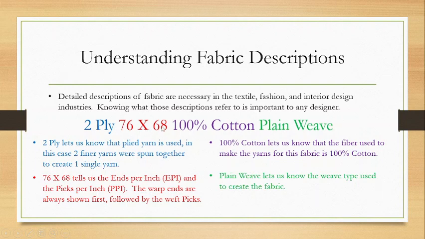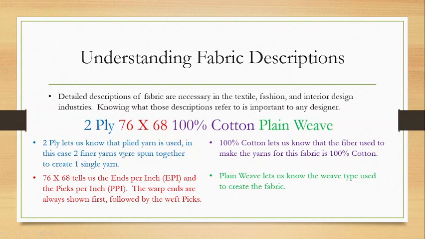Next, we have 76 by 68. What does this mean? Well, we just learned how to do the thread count. This is basically the thread count. 76 by 68 tells us the ends per inch, or the warp ends, or EPI, in an inch by inch square. So there are 76 warp yarns in 1 square inch of this fabric. Likewise, there are 68 weft yarns per square inch of fabric, or 68 picks per inch. The warp ends, in this sort of construction, are always shown first, followed by the weft picks.